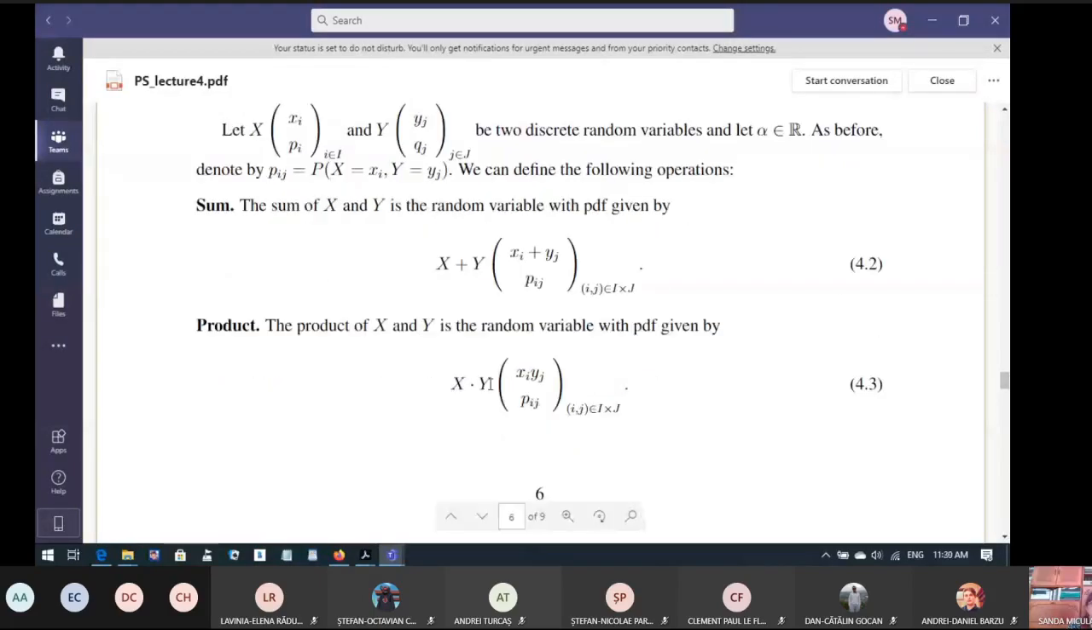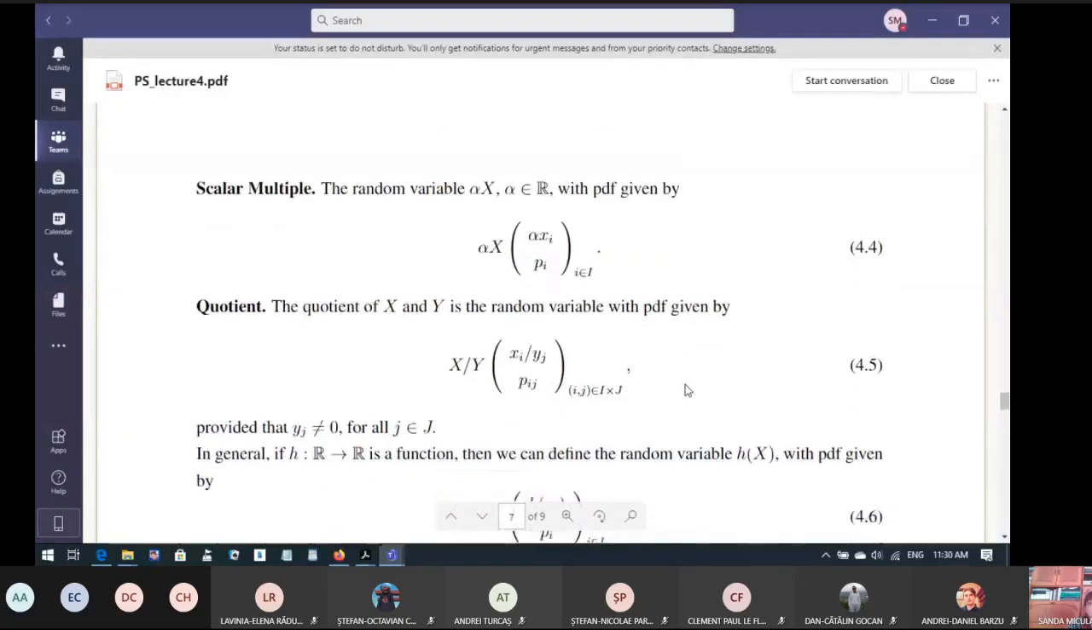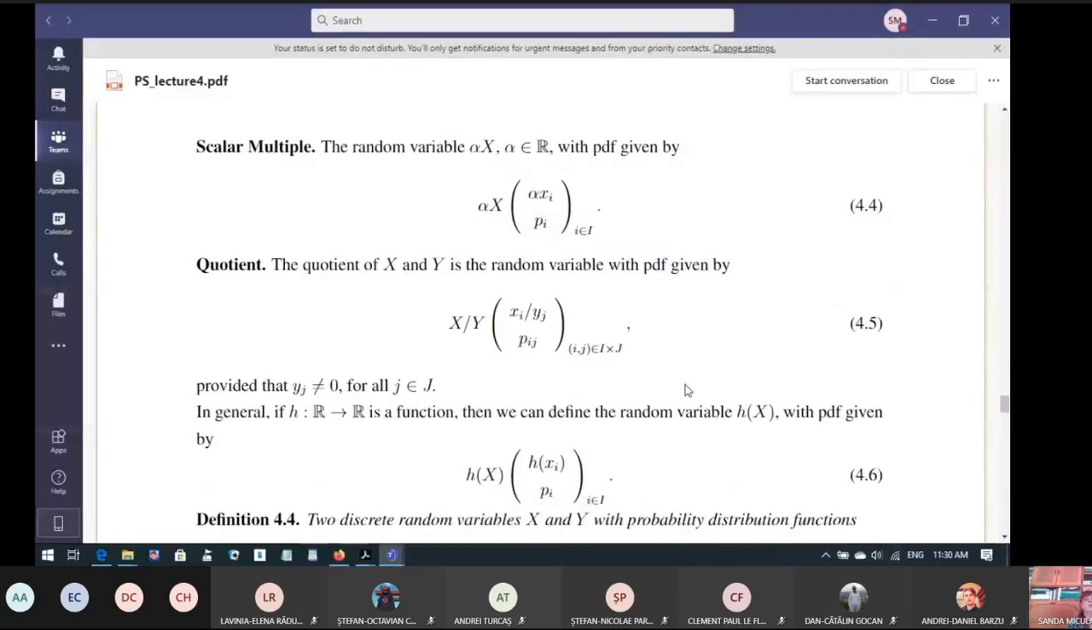Product, we want the product of X and Y. We operate product on the values. Again, so we multiply the values, again, with the corresponding probability of the vector formed by X and Y. Scalar multiple, this would be an operation only on one variable, multiplied by a scalar, so a constant. Again, we operate on the value alpha xi, and here we only have pi, the probability that X equals xi.